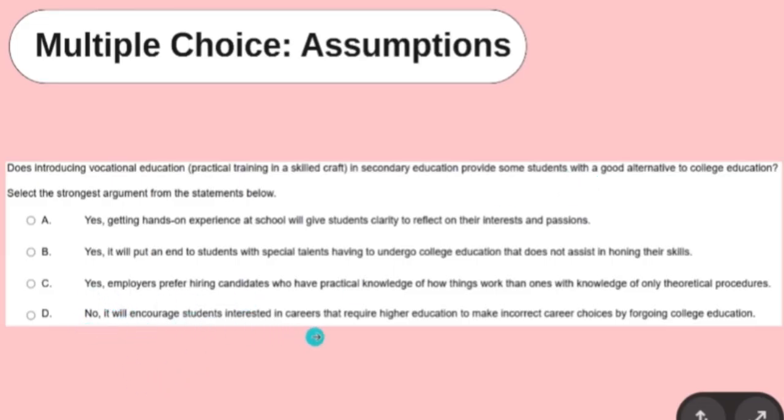No, it will encourage students interested in careers that require higher education to make incorrect career choices by foregoing college education. That's an opinion that, like, there's nothing factual behind that. That's just someone's opinion. So it can't be D. And it doesn't really relate to the question again directly. So yeah, correct answer would be B.